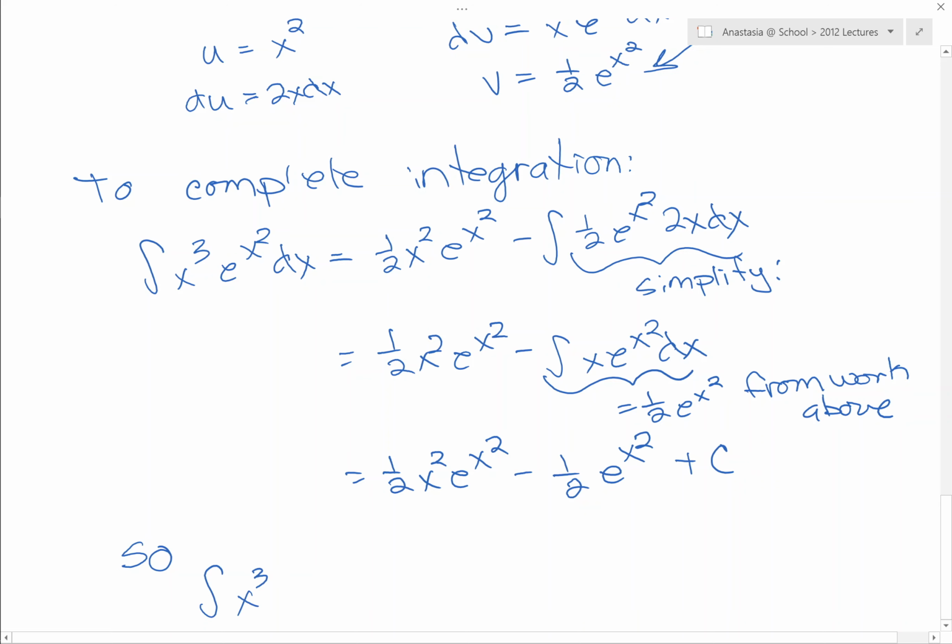So in conclusion, we have that the integral of x cubed e to the x squared dx is equal to 1/2 x squared e to the x squared minus 1/2 e to the x squared plus c. Now remember, this part was not necessary for this exercise, but in case you were curious, this is how you would fully evaluate the integral in this exercise.